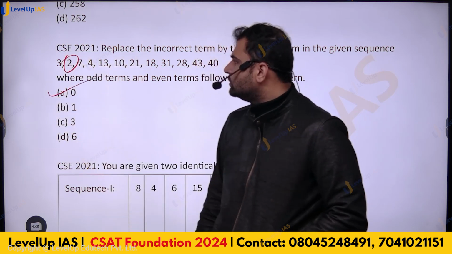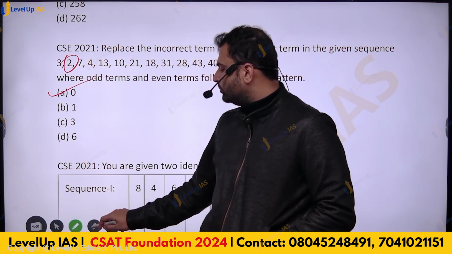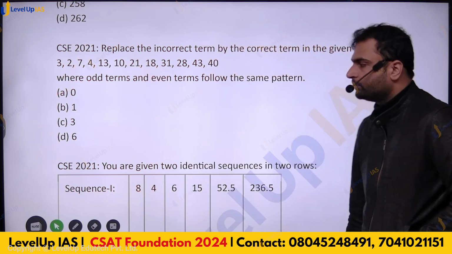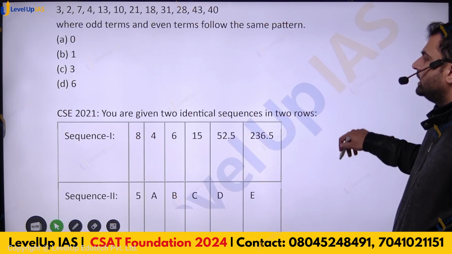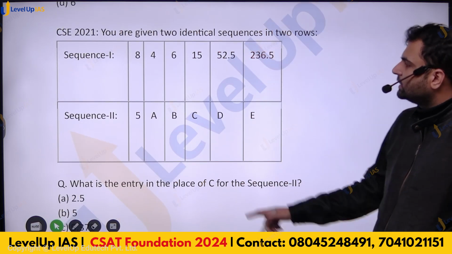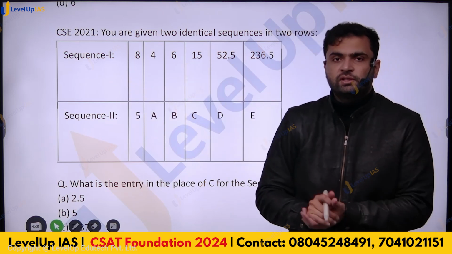So the answer here is 2. We have to replace 2 by 0. And the question was, replace the incorrect term by the correct term. That is why the answer was A. Next question. We are given two identical sequences in 2 rows. So this is again a sequence, this is a sequence, and they follow the same pattern.